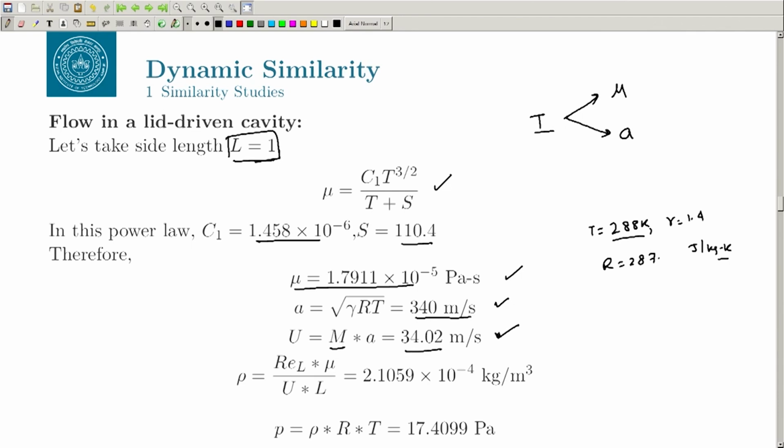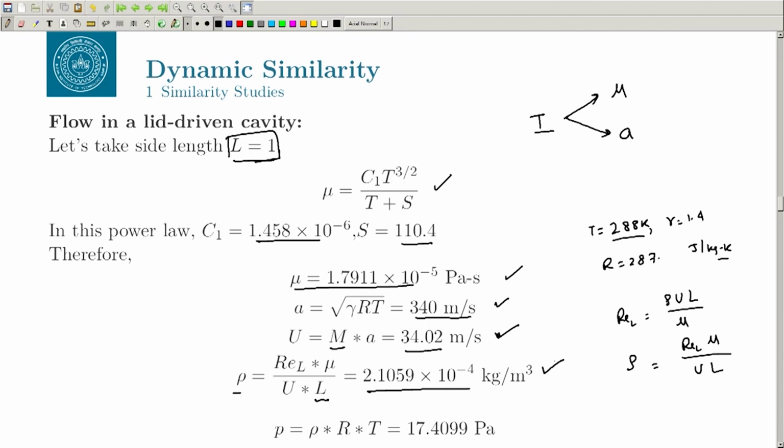Now that you know your speed of sound, the velocity and the viscosity, and your length scale, which you fix to 1, you can calculate your density. How? Because Re_L is equal to rho u L by mu. So, if you want to calculate rho, it will be Re_L into mu by u into L. If you put all those values there, you will get the value 2.1059 into 10 power minus 4.